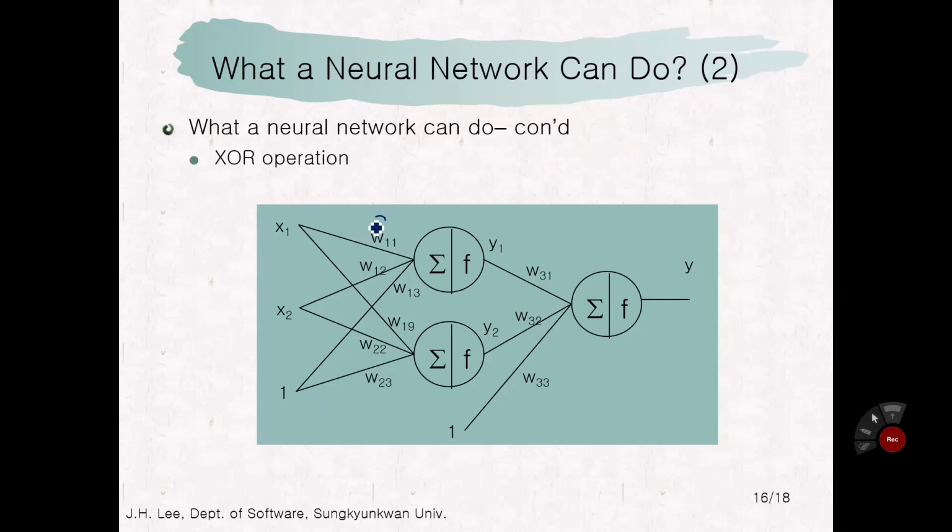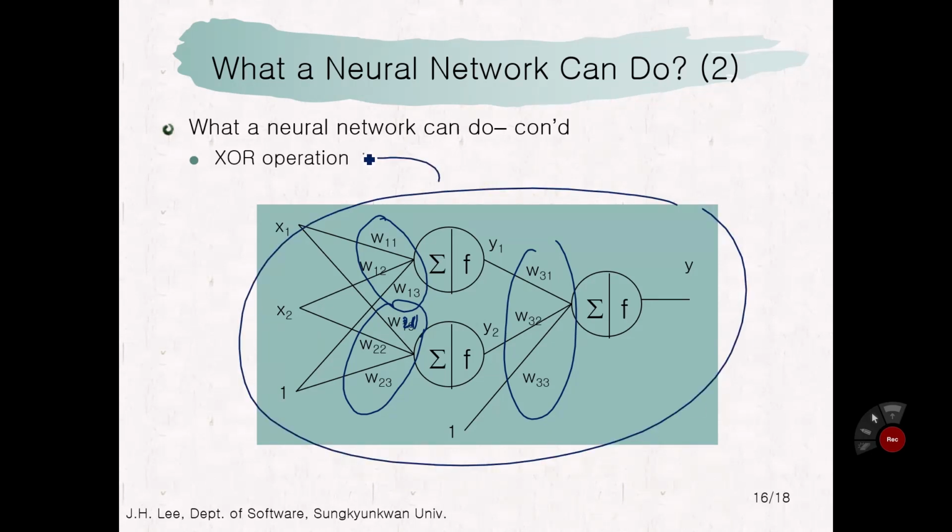Okay, can you set up the connection weights, W11, W12, W13, W21, W22, W23, W31, W32, W33, so that this neural network performs the exclusive OR? A similar problem was given as a homework.